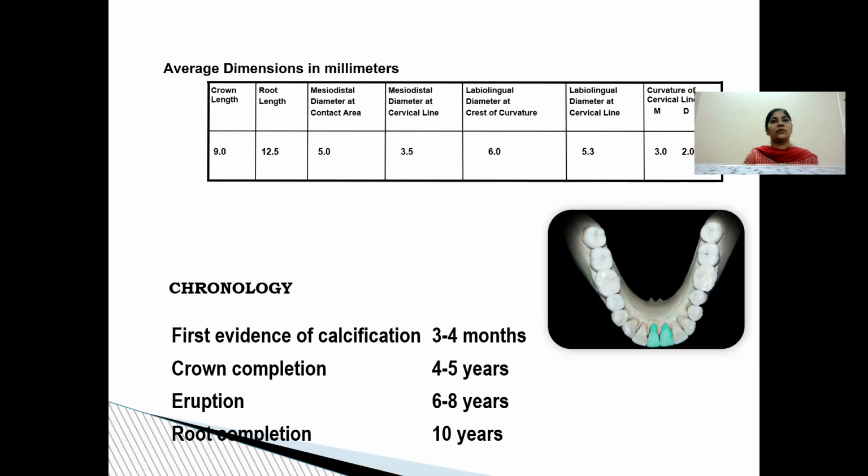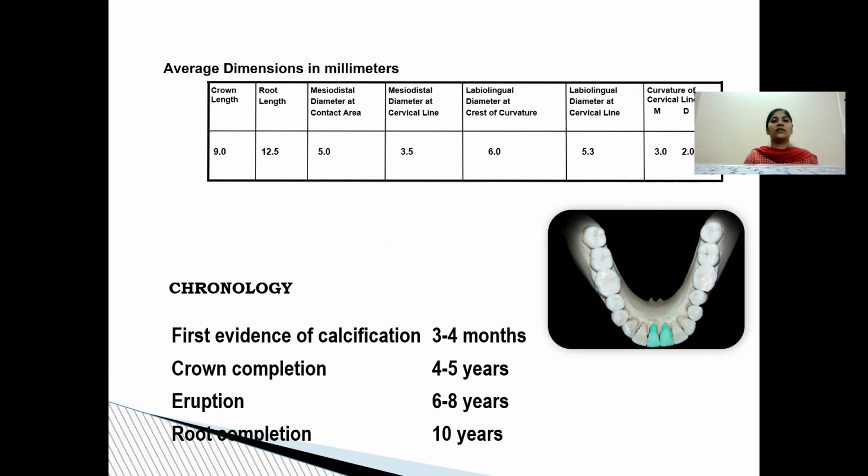The dimensions of the tooth: the crown length is 9 mm, root length is 12.5 mm, mesiodistal diameter at the contact area is 5 mm, mesiodistal diameter at the cervical line is 3.5 since it shows a lingual convergence. Labiolingual diameter at the crest of curvature is 6 mm, labiolingual diameter at the cervical line is 5.3, curvature of the cervical line mesial is 3 and distal is 2.